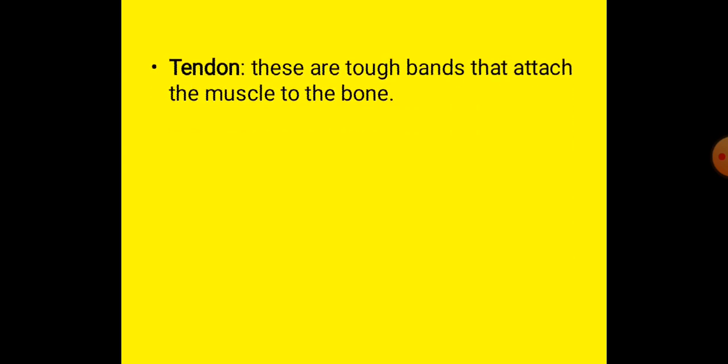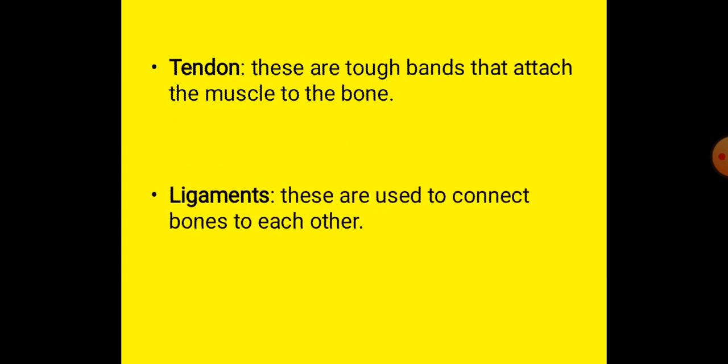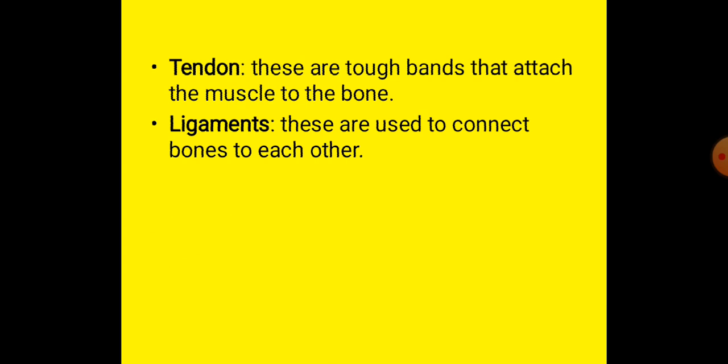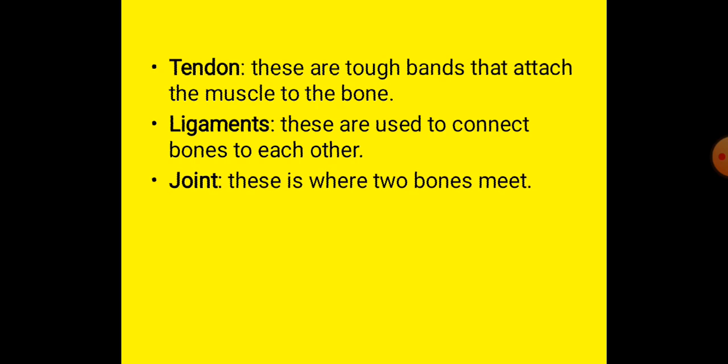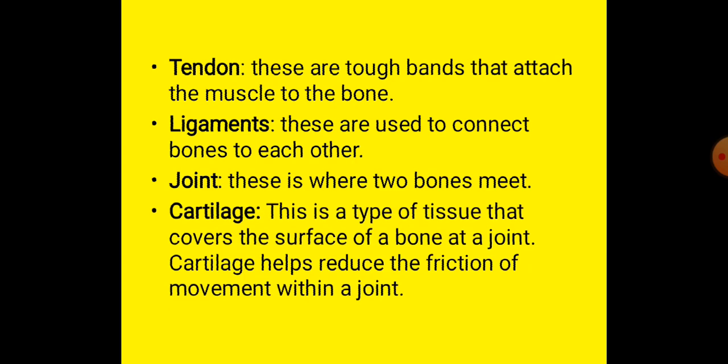Tendons. These are tough bands that attach the muscle to the bone. Ligaments are used to connect bones to each other. Joints. These are where two bones meet. Cartilage. This is a type of tissue that covers the surface of a bone at a joint. I want you to know that cartilage helps to reduce friction between the bones, that is, within a joint.